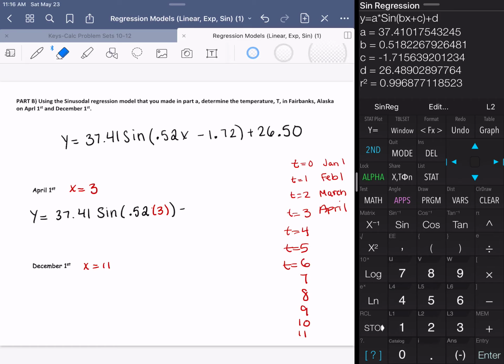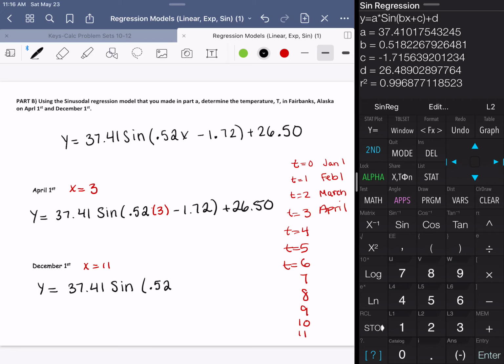Oops, I shouldn't have closed it. Minus 1.72 plus 26.50. And we could set up the other one. y equals 37.41 sine 0.52, but now this time it's times 11, and then minus 1.72 plus 26.50.